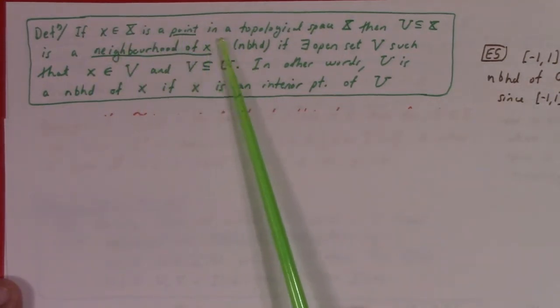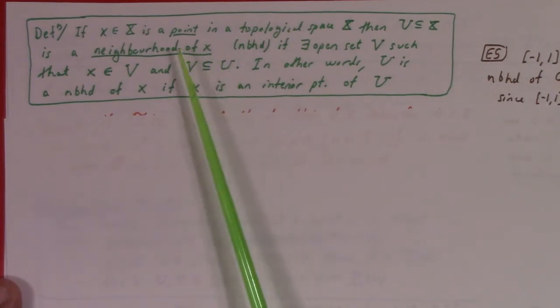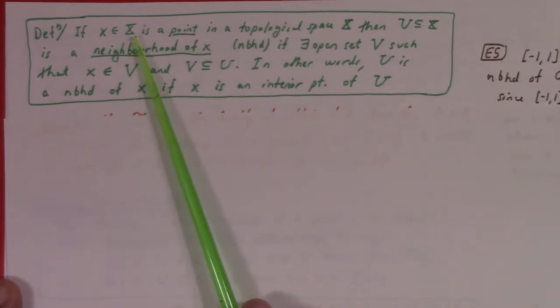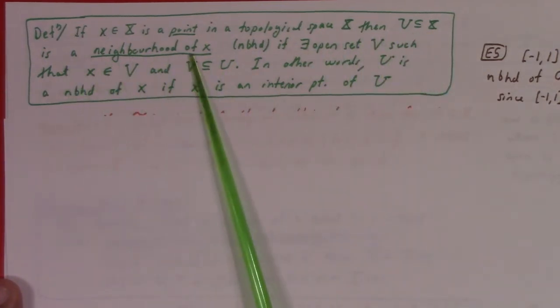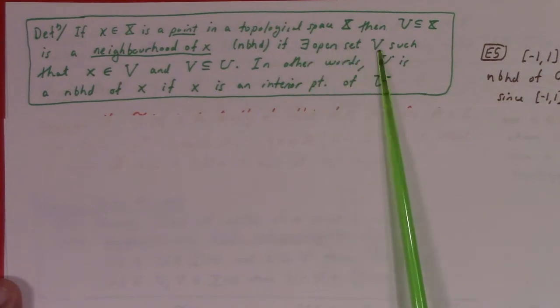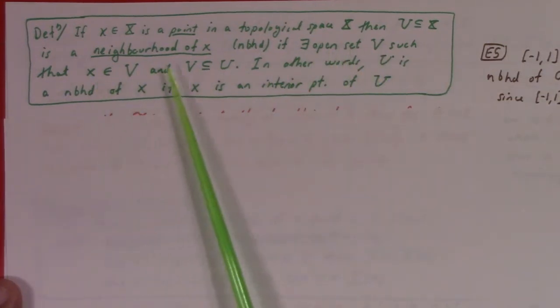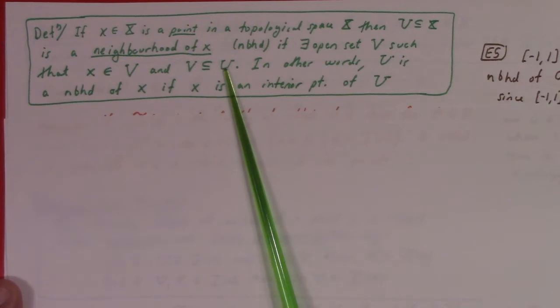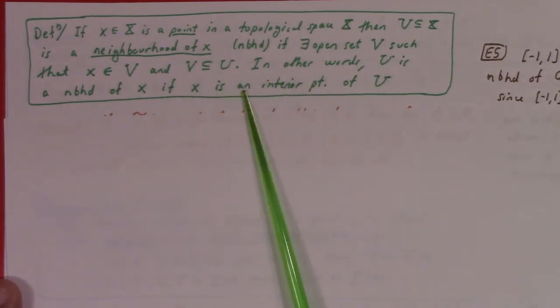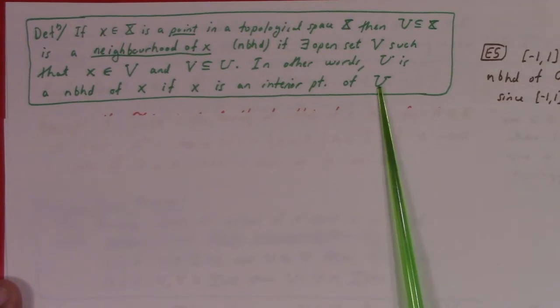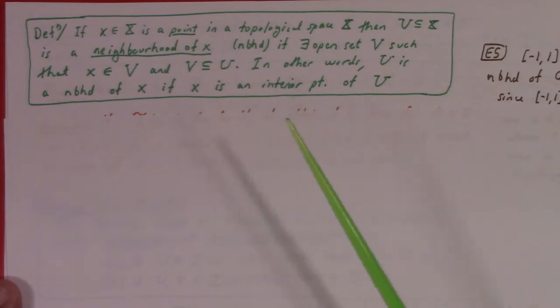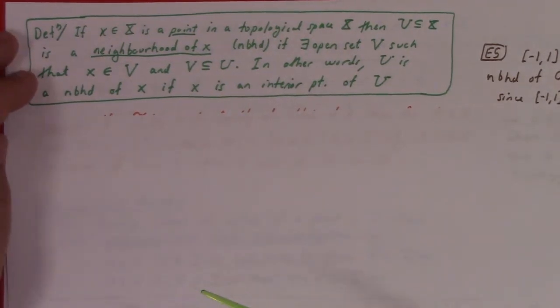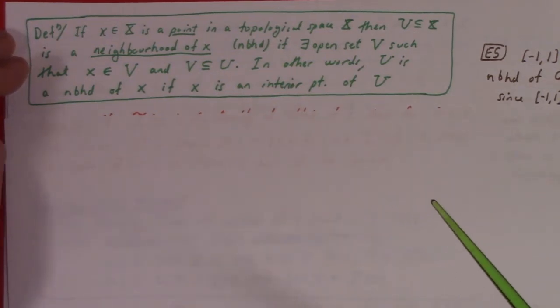So x is a point, and this is a little bit slippery, so pay close attention here. If x is a point in a topological space, U, a subset of X, is said to be a neighborhood of x if there exists an open set V such that V is contained in U. In other words, U is a neighborhood of x if x is an interior point of U. To say it's an interior point is to say that you can find an open set around that point. If you go back and look at the definition of interior point, you'll see that's not an unreasonable statement.